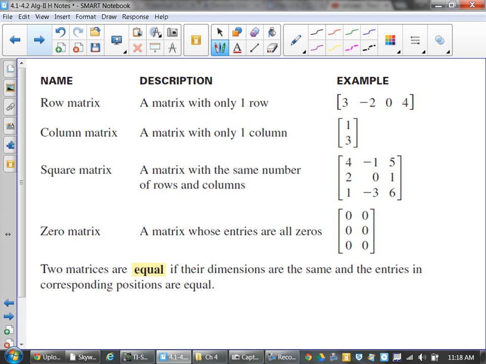Don't worry about all the different types here. I just want to show you what they're called in case you ever see them. You have what's called a row matrix, a matrix made of a row. A column matrix, a matrix made of a column. A square matrix is one that has the same number of rows and columns: 2 by 2, 3 by 3, 4 by 4, and so on and so forth. Zero matrix.